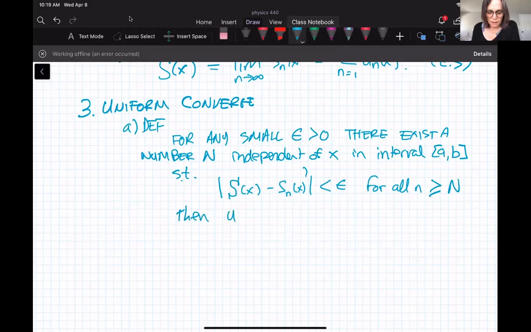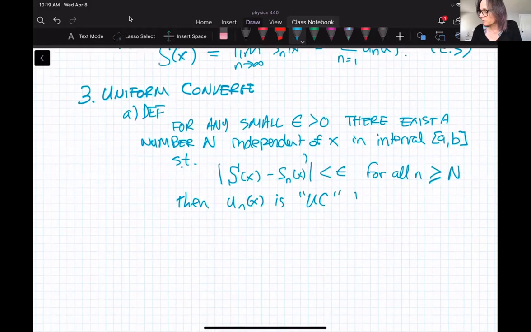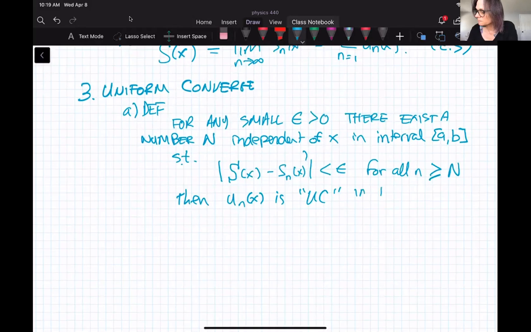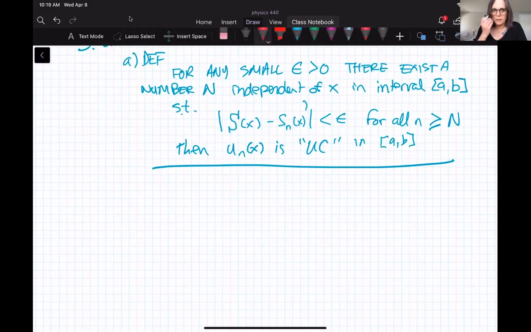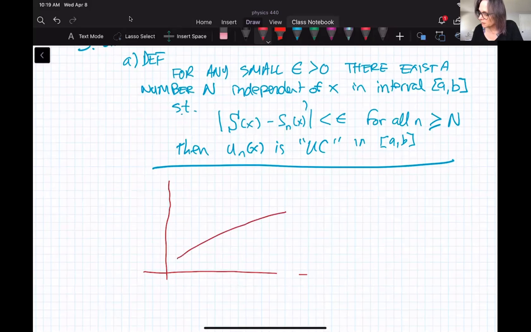Then this u sub n of x is uniformly convergent on that interval. All right, so what does that mean? It's a bit of a word salad, but if you consider basically your function s of x, this is what your series of functions are summing to.